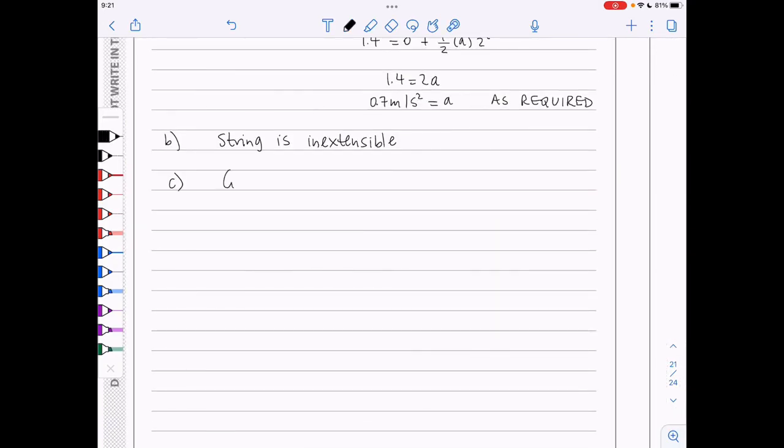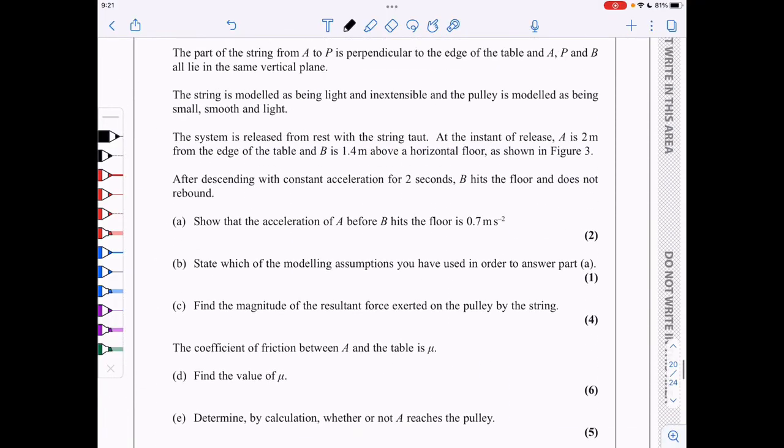So considering B is moving downwards, so downward forces minus upward forces is mass times acceleration. This leads to 3g minus T is 2.1, so 3 times 9.8 minus 2.1 is T, which gives me that T is 27.3 newtons. Now that we've got the tension, let's go back to the diagram.